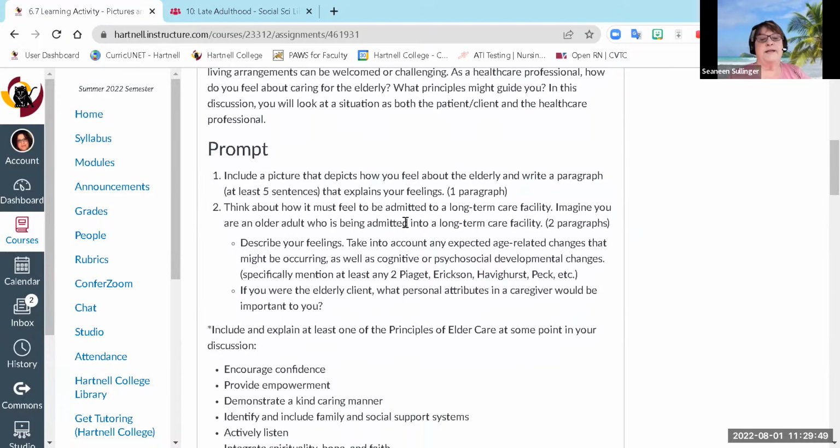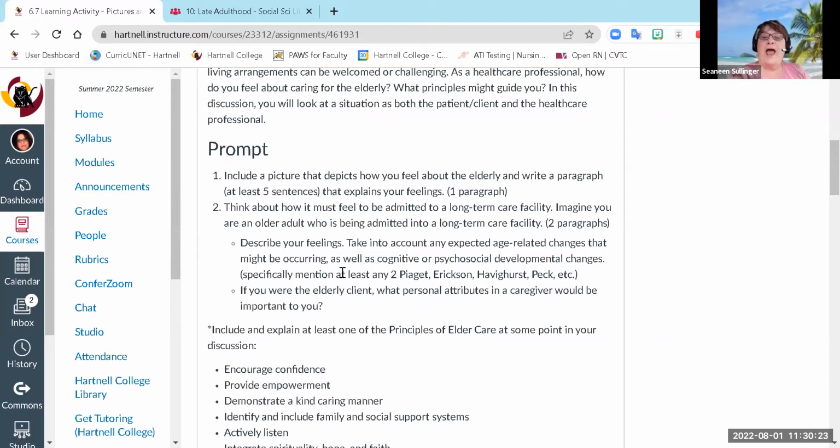And then to think about how it must feel to be admitted to a long-term care facility. So imagine that you're an older adult who's being admitted into a long-term care facility. It could be for long-term, it could also be for rehab. Say, if you'd had heart issues or a hip surgery, maybe you're going in for rehabilitation. Describe your feelings, how that might feel to you, especially taking into consideration the stages that an elderly person would be in, formal operations for Erickson, having her PAC as well.